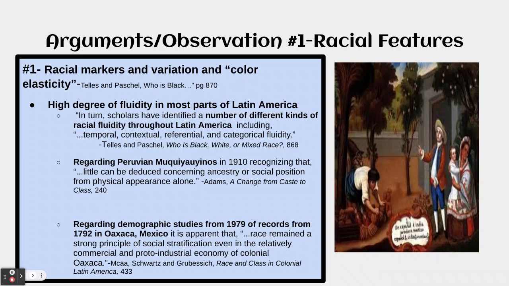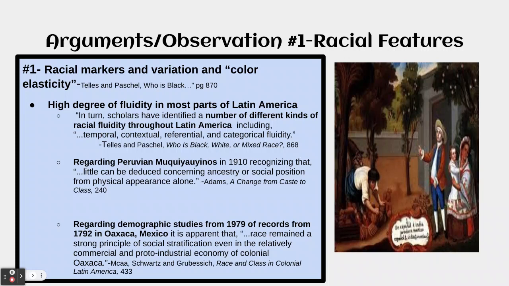There was a look at a Peruvian Native American group, which I am probably going to mispronounce, the Muquiañinos, lo siento, in 1910, recognizing that, for example, little can be deduced concerning ancestry or social position from physical appearance alone. And this came from a State Department study by Richard Adams. So there we see that race and physical appearance, we just can't deduce a lot in his overview of the situation.